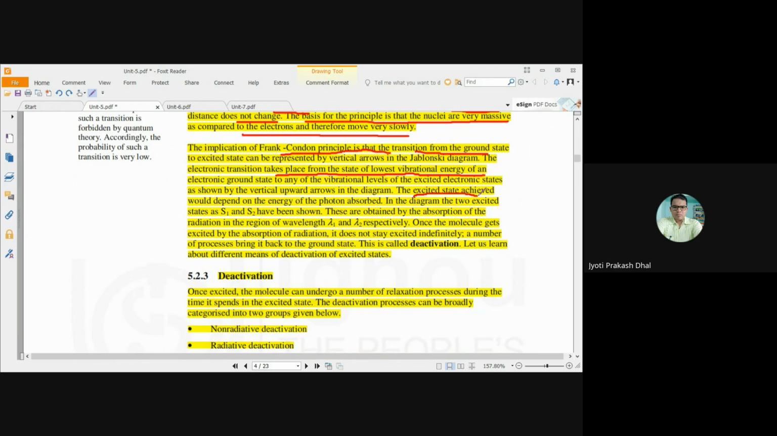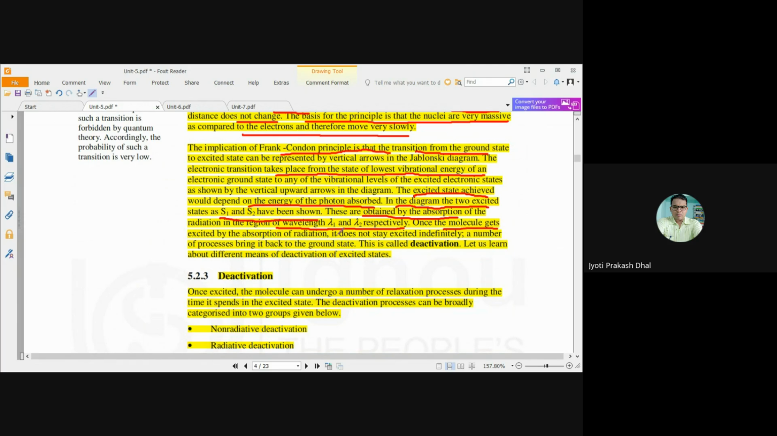So the excited state is achieved. The excited state achieved would depend upon the energy of the photon absorbed by the molecules. In the diagram, two excited states S1 and S2 have been shown. These are obtained by absorption of radiation in the region of wavelength lambda 1 and lambda 2 respectively.